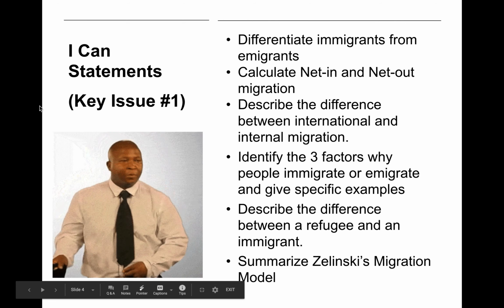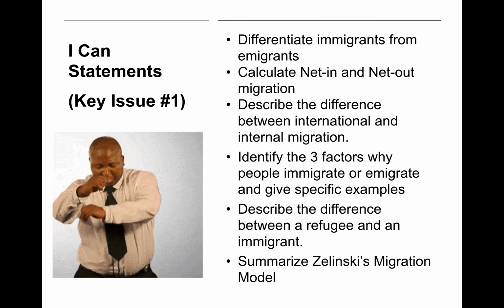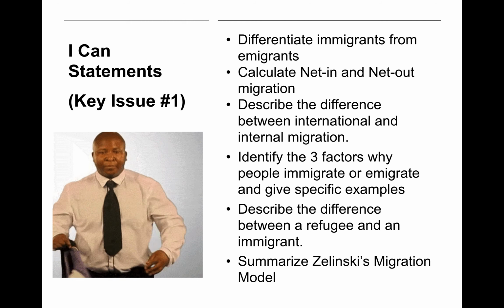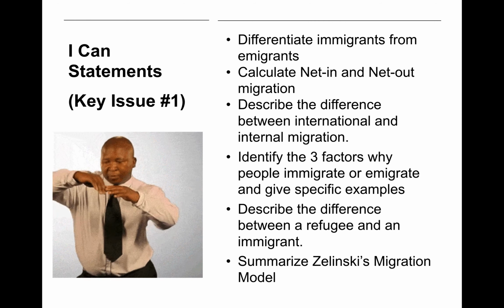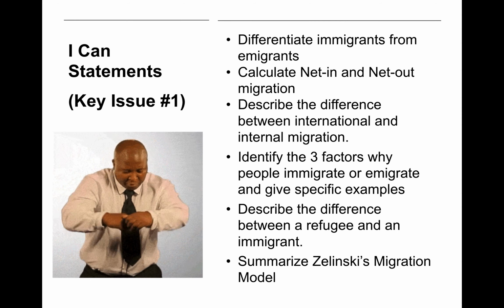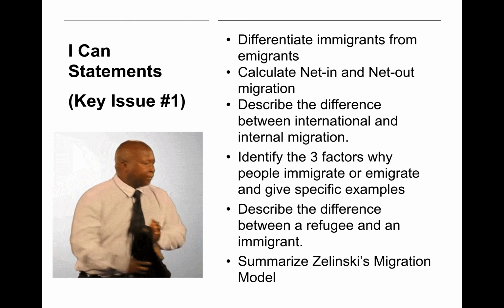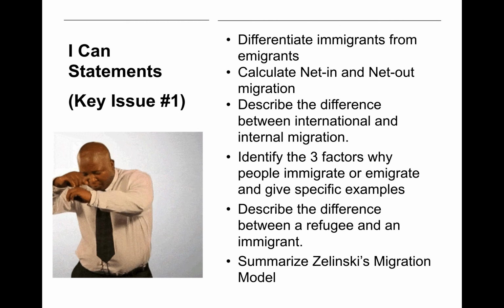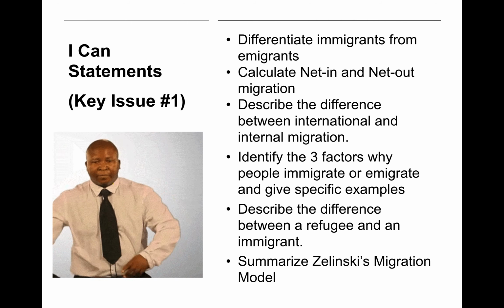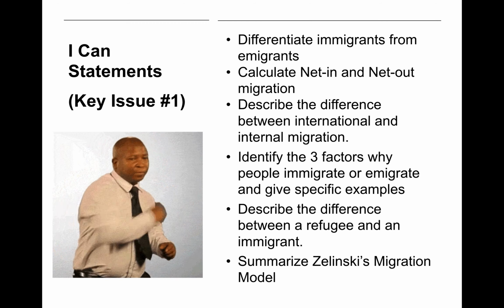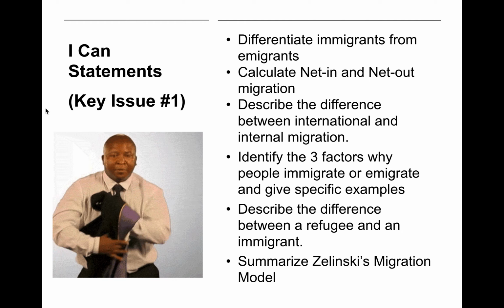Key issue 1, I-CAN statements. 1. Differentiate immigrants from emigrants. 2. Calculate net in and net out migration. 3. Describe the difference between international and internal migration. 4. Identify 3 factors why people migrate or immigrate and give specific examples. 5. Describe the difference between a refugee and an immigrant. And lastly, summarize Zielinski's migration model.